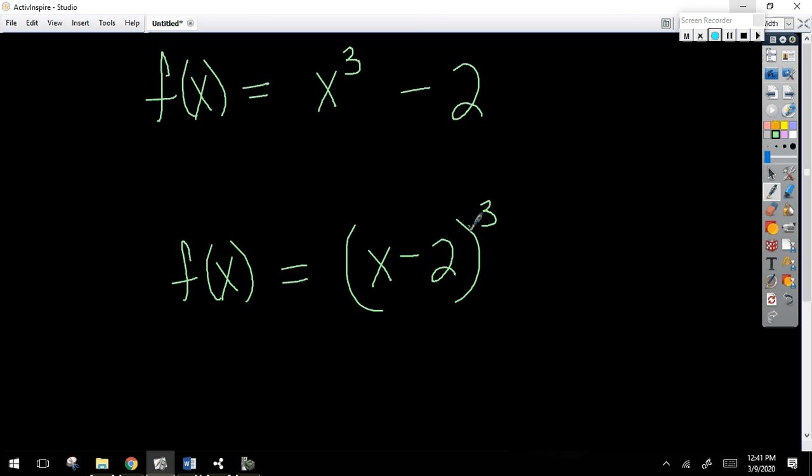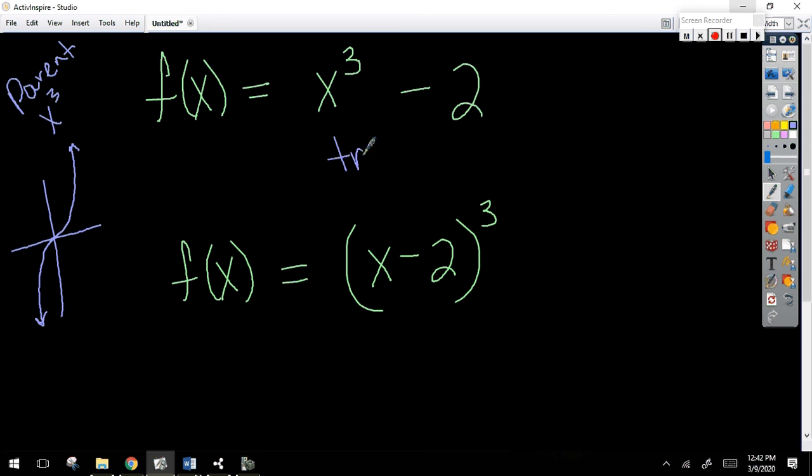The first one, first of all, what's the parent graph here? Just x cubed without anything done to it, right? So if I think about the parent being x cubed, do y'all remember what that looks like? Yeah. Okay. See why you have to know these? You really, really have to know these. All right, so for the first one, what is happening from the parent to that one? Vertical, which way? Down, how many? This is a translation down 2.